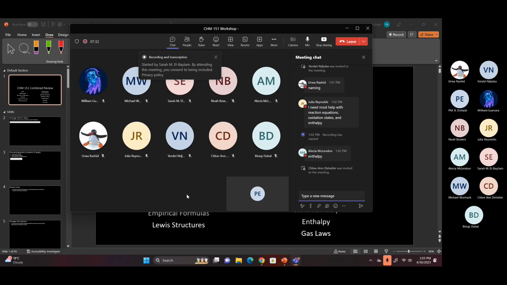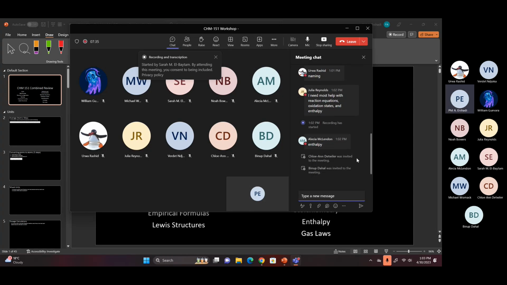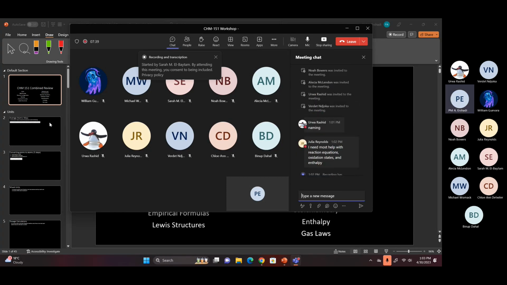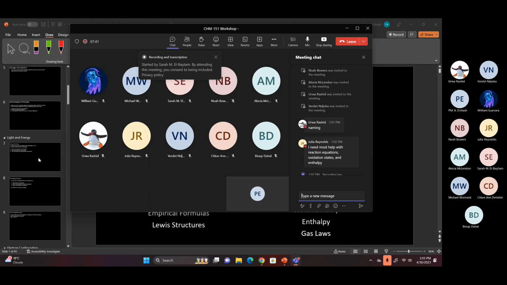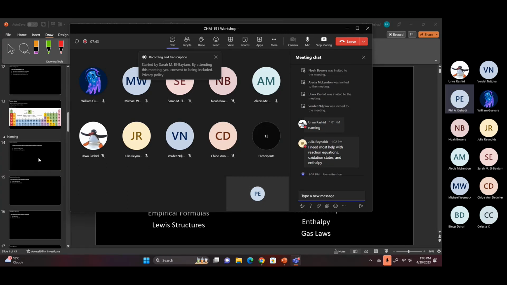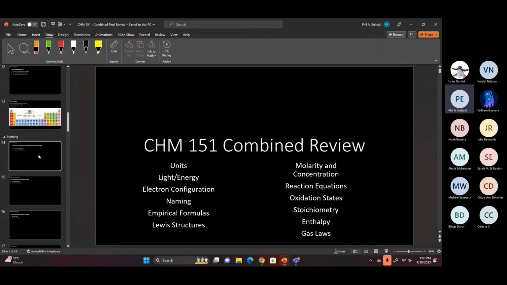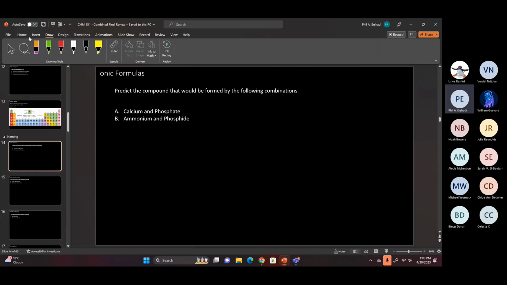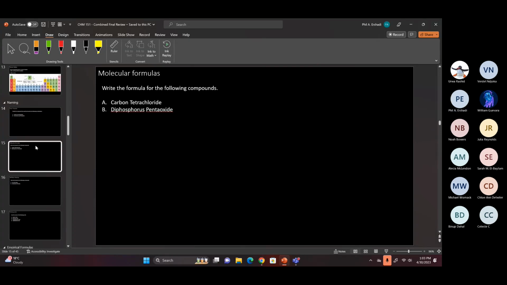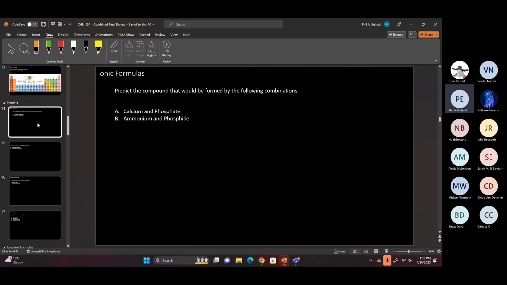All right. So with that in mind, let's go ahead and start with naming. Let's go past the electron configuration and into naming here. So let's start with ionic formulas. Predict the compound that would be formed by the following combinations. We'll start with calcium and phosphate, okay?